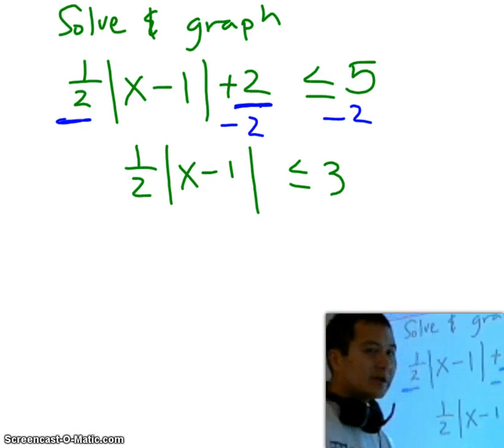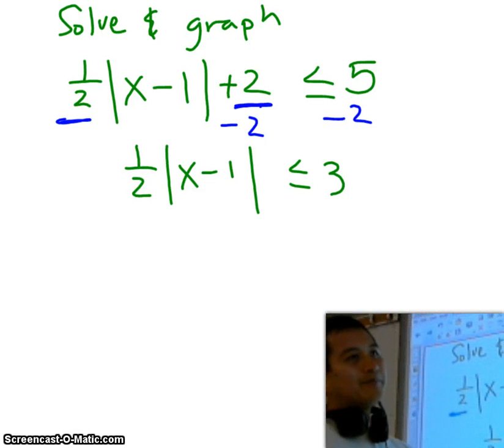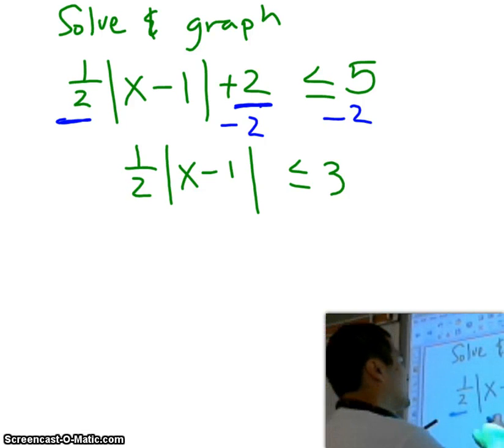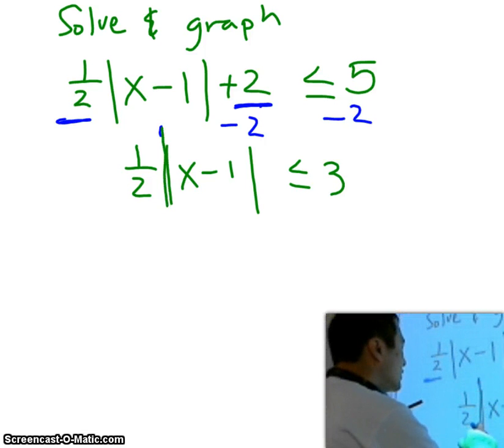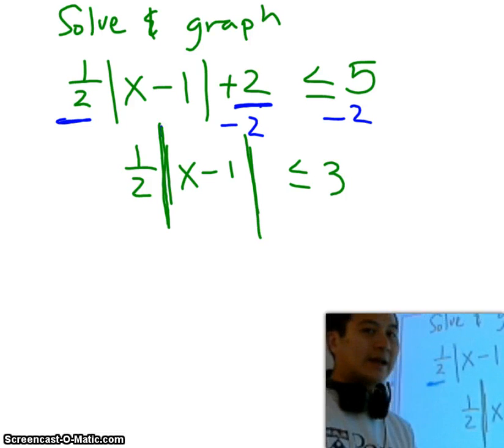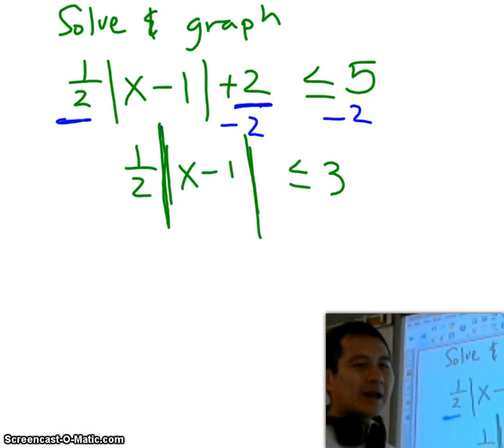Now, a couple of you guys might ask, can I distribute that 1/2 inside? I want to say no. That's actually the wrong way to go. I always think about this as like a big wall, a huge wall that people can't jump. So we can't really distribute that in. So what's another way to get rid of that 1/2 without distributing it in? Because that kind of messes up the equation.